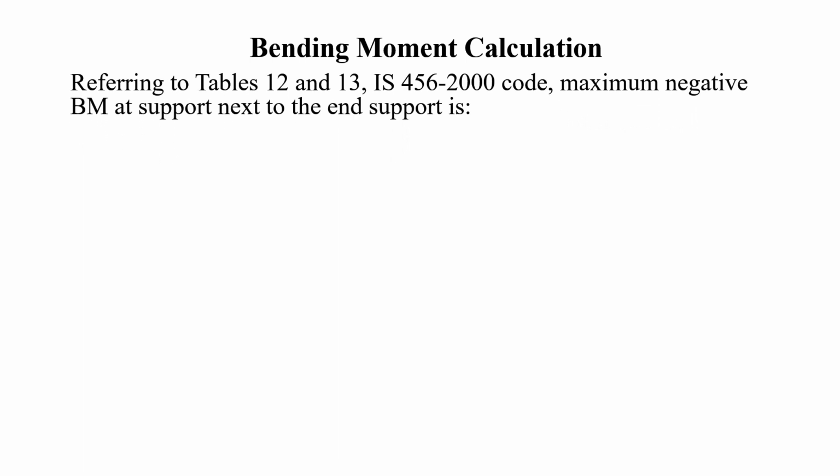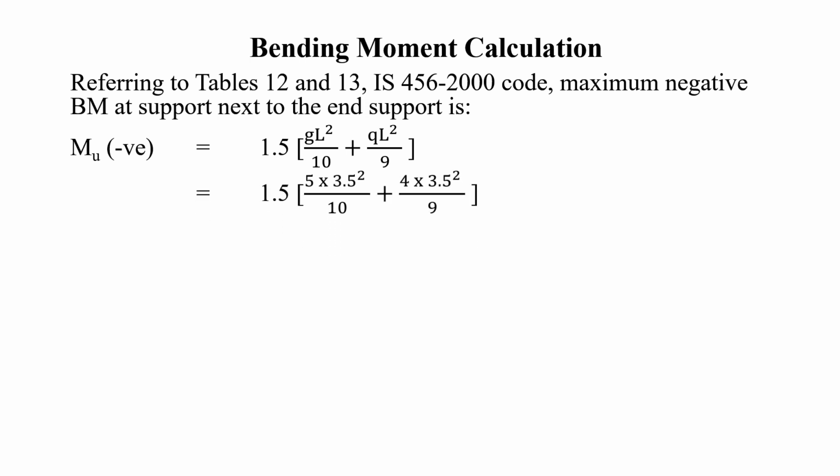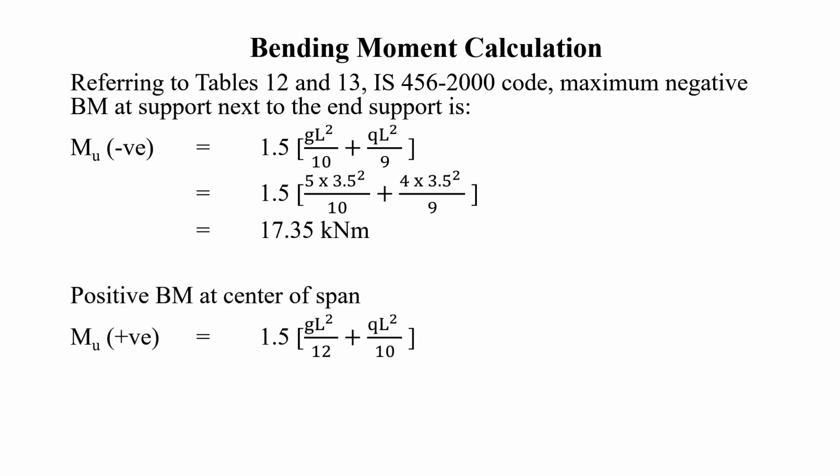Referring to table 12 and 13 from the IS 456 2000 code, the maximum negative bending moment at the support next to the end support is Mu negative is equal to 1.5 times G L square by 10 plus Q L square by 9. By substituting the values, 1.5 into 5 into 3.5 square by 10 plus 4 into 3.5 square by 9, that is 17.35 kilonewton meter. For positive bending moment at the center of the span, the formula is Mu positive is equal to 1.5 times G L square by 12 plus Q L square by 10, that is 1.5 into 5 into 3.5 square by 12 plus 4 into 3.5 square by 10, that is 15 kilonewton meter.